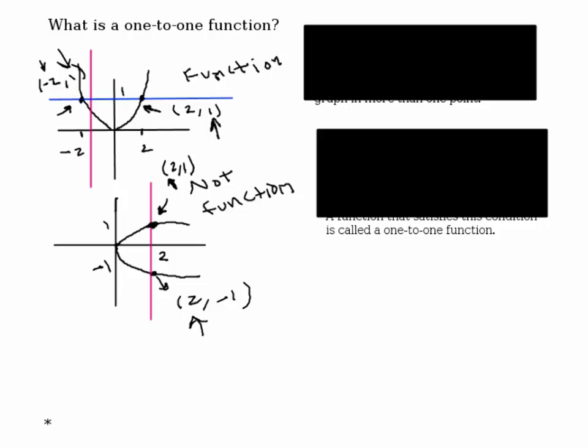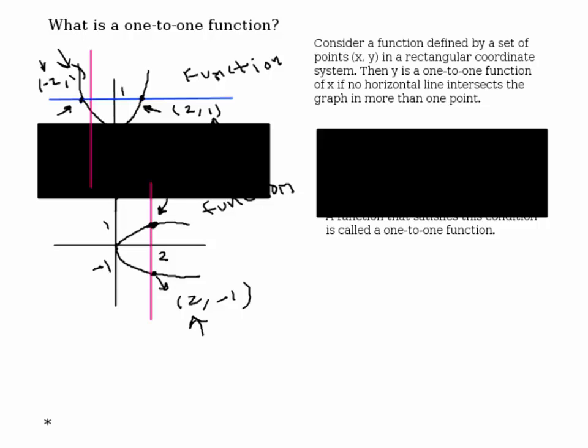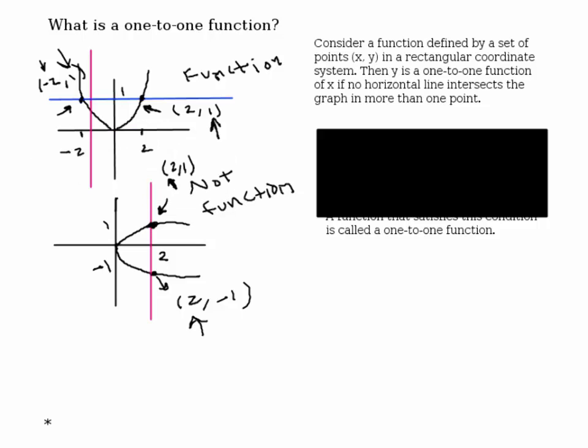So let's look at this idea and at some of the definitions that we have here. It says: consider a function defined by a set of points x and y in a rectangular coordinate system. Then y is a one-to-one function of x if no horizontal line intercepts the graph in more than one point. That's exactly what we're talking about. So if you have a graph and you draw a horizontal line like this, and this horizontal line intercepts your graph at more than one point, then we say this is not a one-to-one function.